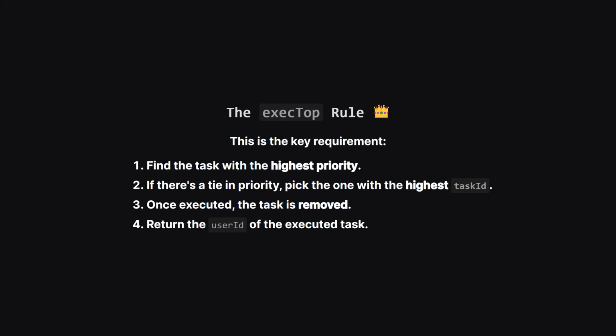We're not just looking for any task. We need the one with the absolute highest priority across all users. But what if 2 tasks have the same top priority? The problem gives us a tiebreaker. We then choose the one with the bigger task ID. After we find this task, we execute it, which means it gets removed from the system, and we return the ID of the user who owned it.